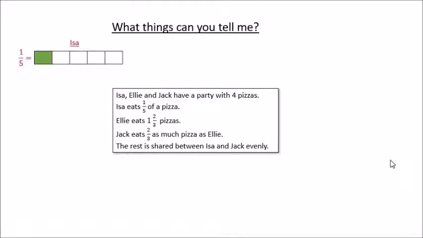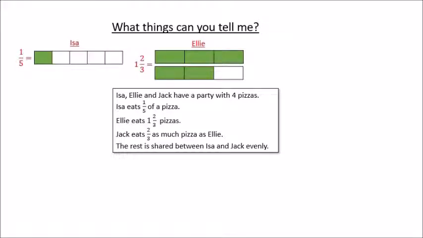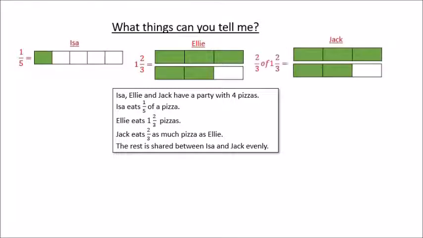So Isa had 1/5 of a pizza. I'm representing a pizza here as a bar, and I've coloured in green how much of that pizza Isa ate. Ellie had 1 2/3 pizzas. So I've used the same size bar, and this time I've split that bar into thirds. So 1 2/3 is 1 whole bar and then 2/3 of the next bar. So you can see that that is 5/3 altogether. So that's a bit of maths we've done there already, converting 1 2/3 to 5/3 as an improper fraction.